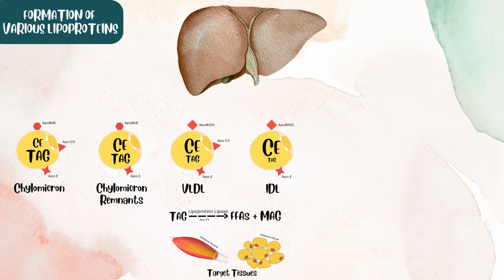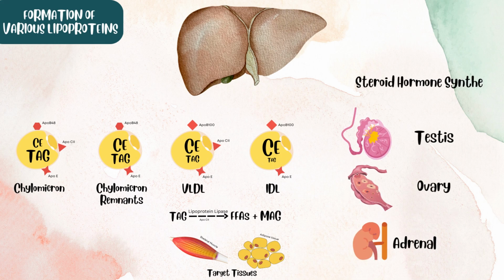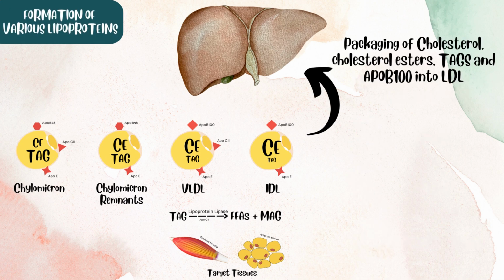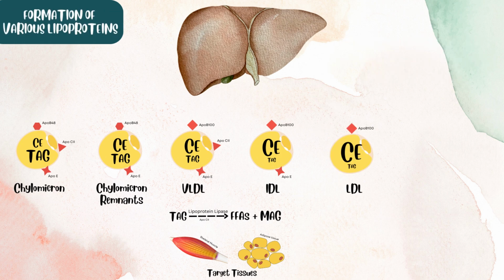IDL in circulation, with its surface-bound ApoE, has an affinity for tissues with LDL or LDL-like receptors, for example, gonads and adrenal cortex. IDL binds to the hepatic LDL receptor, where it is taken up by the liver for further processing. ApoB100 and cholesterol esters are then repackaged into a new lipoprotein called LDL.